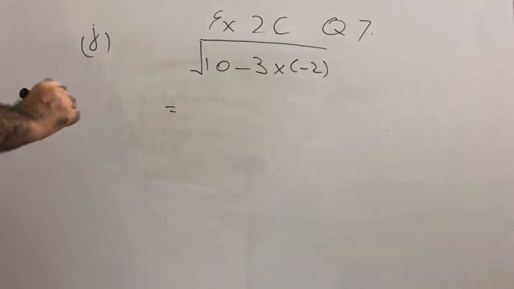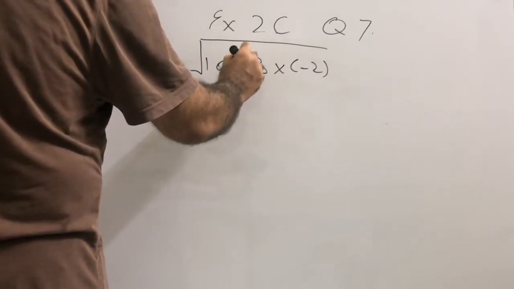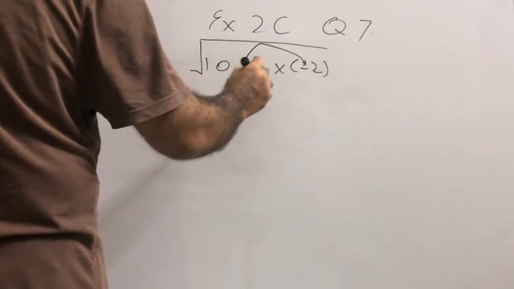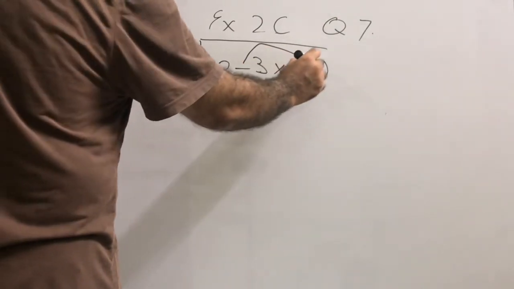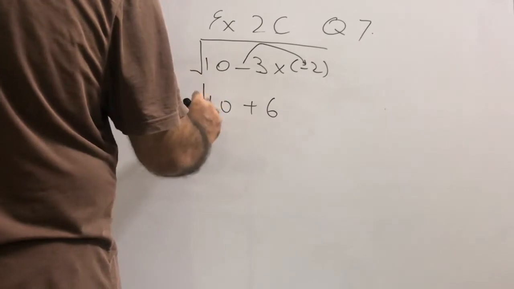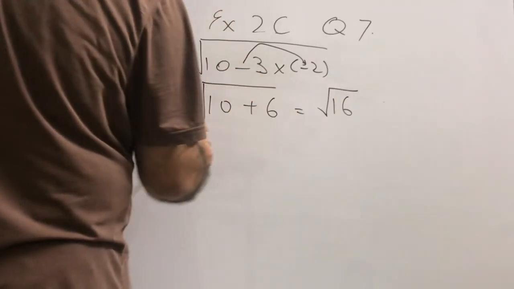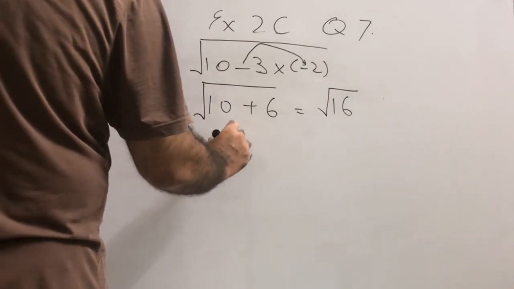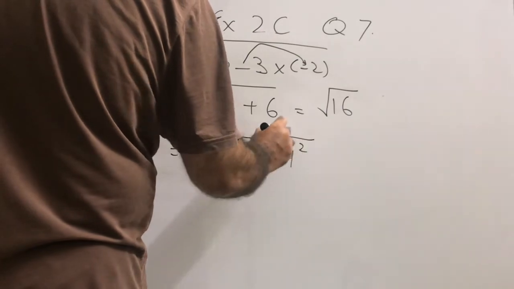First of all, we need to solve this multiplication. Minus will be multiplied with the minus, it becomes plus. 3 will be multiplied with the 2, 3 2s are 6. 10 plus 6 under root, it is 16 under root. 16 can be 4 into 4, 16 under root. It can be 4 squared under root.